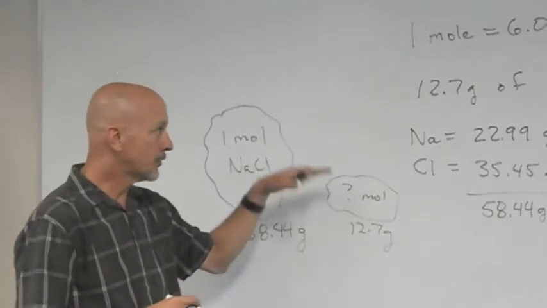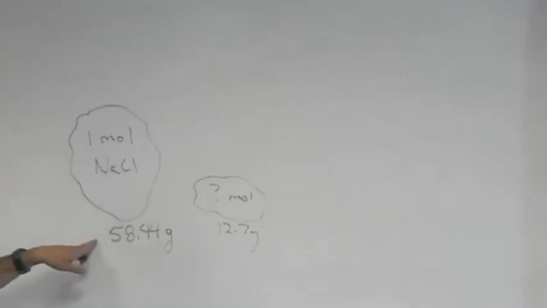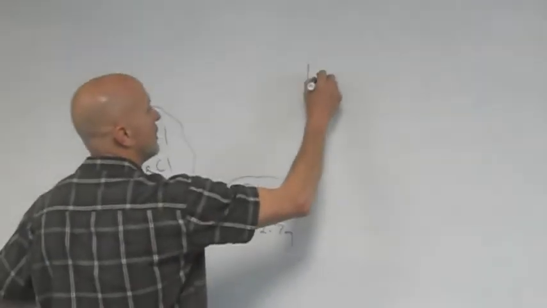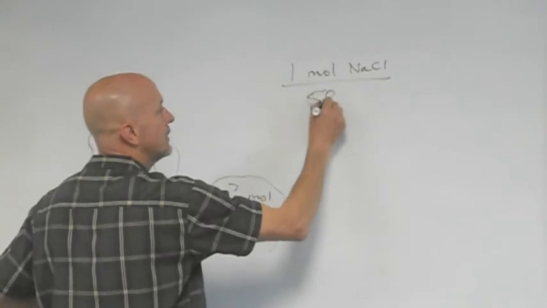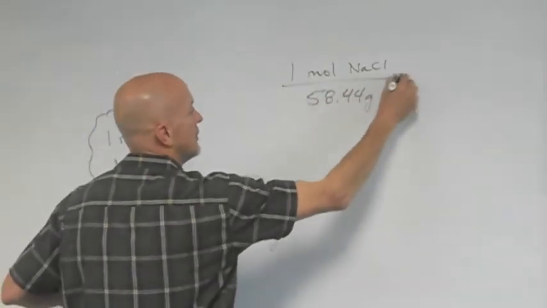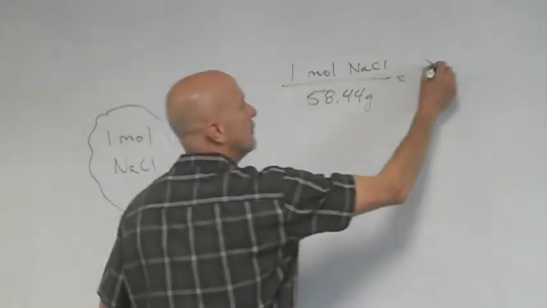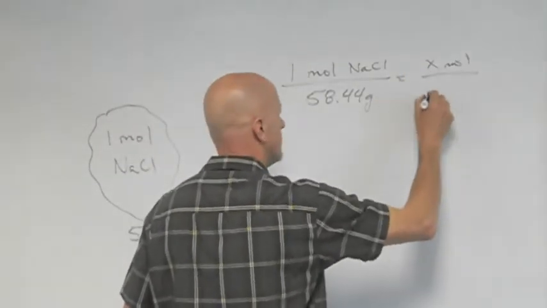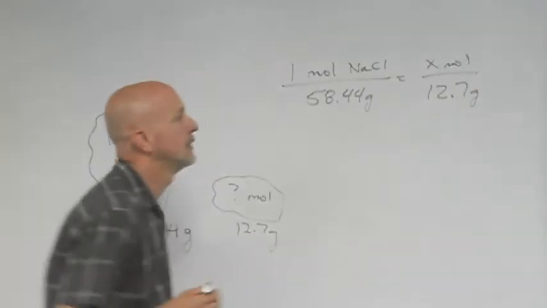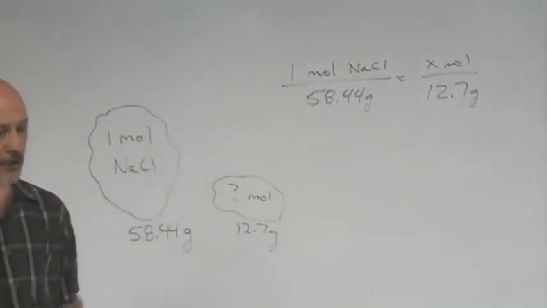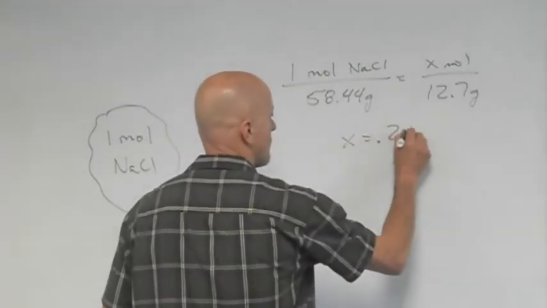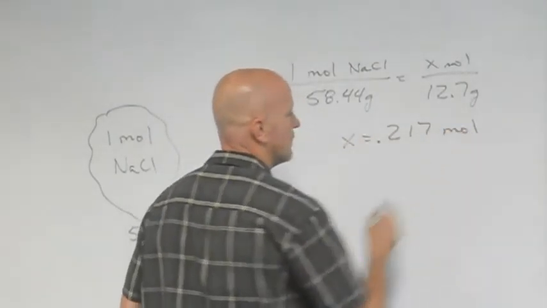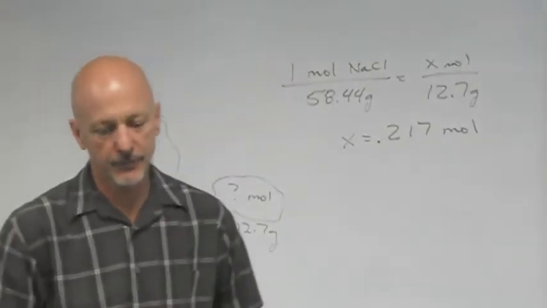And I set up my proportion again. I say 1 mole is to 58.44 grams: a mole of sodium chloride has a mass of 58.44 grams. There are X moles in 12.7 grams. This is my proportion, and I solve the proportion. And I've counted the sodium chloride in that sample. It's 0.217 mole.